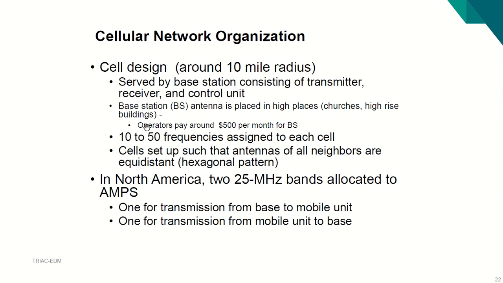And then operators pay around $500 for base station location installation. That's like a rent, right? Pay a rent. Of course, the price will differ from time to time, from region to region, from country to country. And 10 to 50 frequencies are assigned to each cell. Cells are set up such that antennas of all neighbors are equidistant, hexagon.